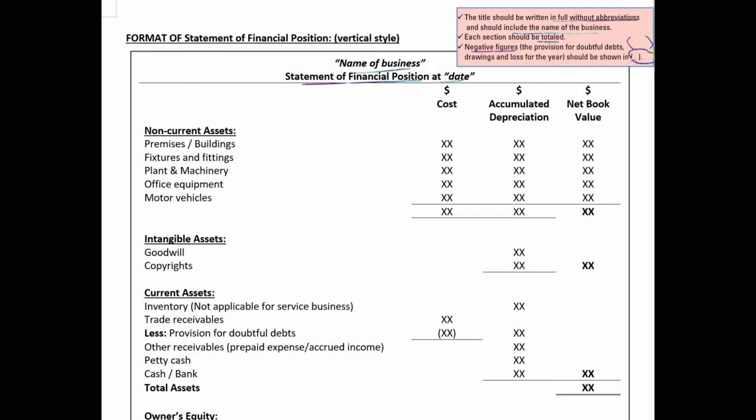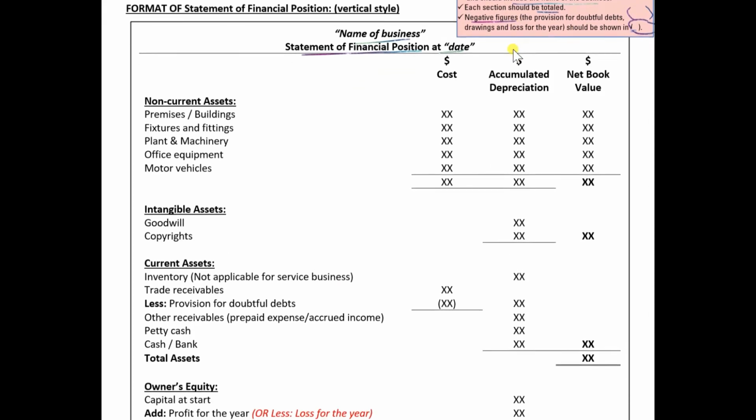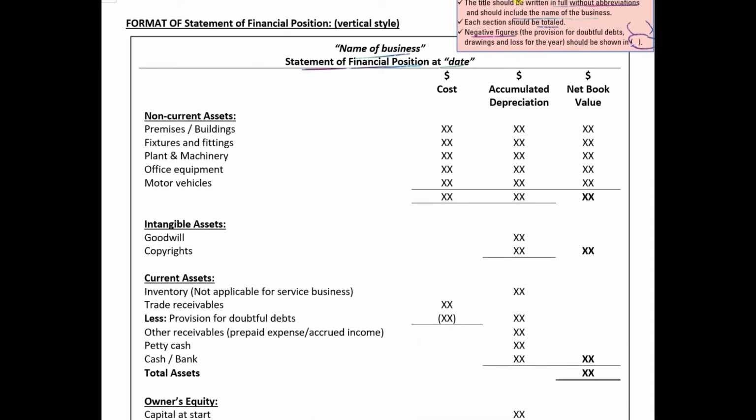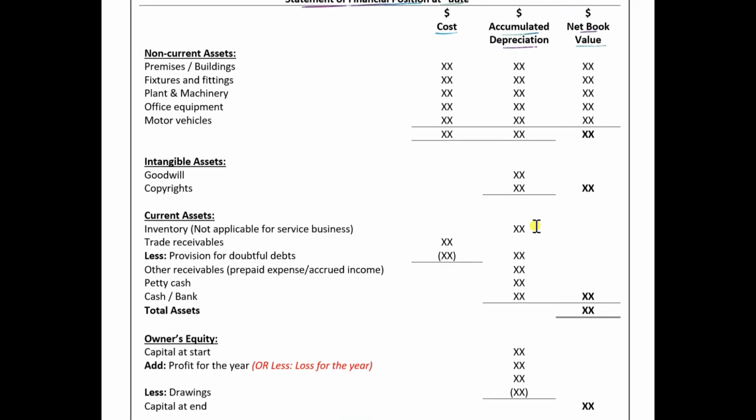Now let's have a quick look. This is the format of the statement of financial position. It will be divided into 3 columns. You have to lay it out like this: cost, accumulated depreciation, net book value. So this is the format. Let's have an overall glance at the format.